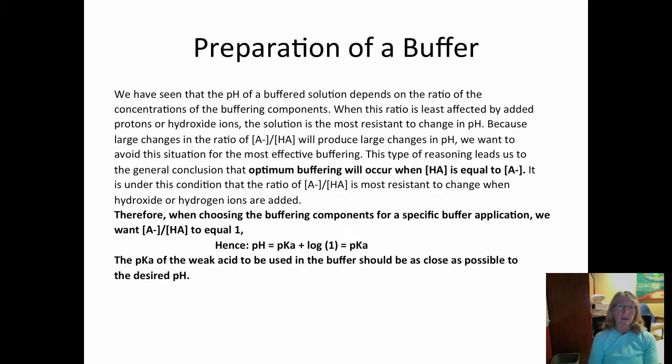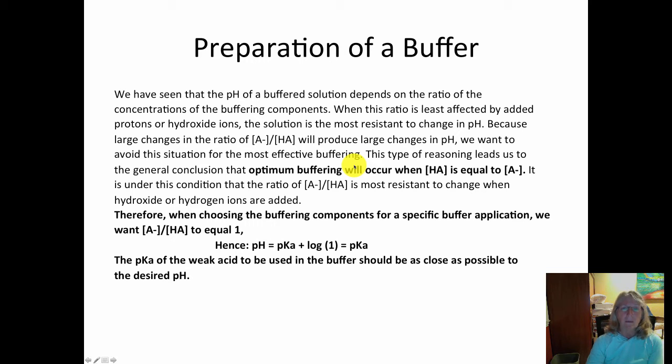It's not too difficult to understand, but what we also need to understand is how to create a buffer that's going to be the best shock absorber, not only having good buffer capacity, and this is going to be dependent upon the pH of the solution that's required. So we're looking for a solution that is the most resistant to changes in pH. So if you have large changes in this ratio of anion or base to acid, you'll get large changes in pH, and we want to avoid that.